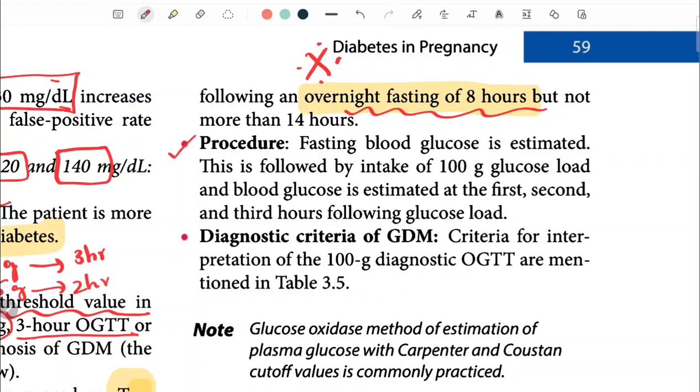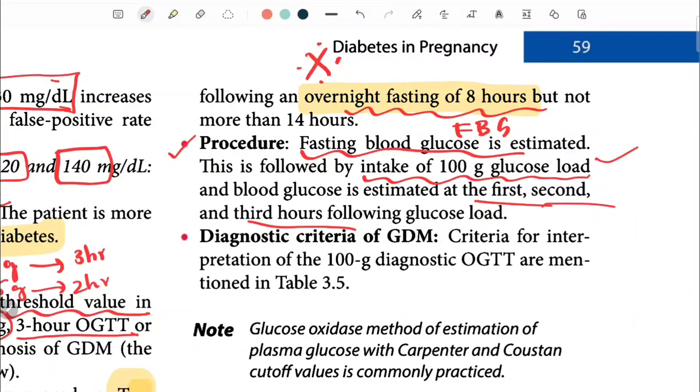Now moving on to the procedure of OGTT, the fasting blood glucose, FBS, is going to be estimated. This is followed by intake of 100 gram glucose load, and blood glucose is estimated at the first, second and third hours following the glucose load.